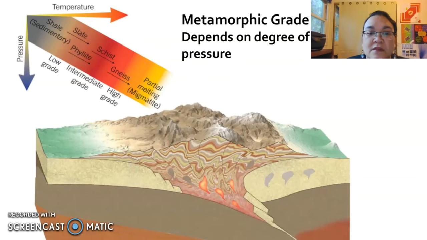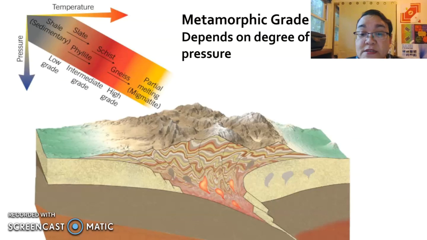This last part, I want to discuss the concept of metamorphic grade or metamorphic zones. Metamorphic grade depends on the degree of temperature and pressure. So in this diagram above, you can see that as pressure and temperature increase, the grade of metamorphism also increases. So lower temperatures and lower pressures tend to result in low-grade metamorphic rocks like slate if the parent rock is a shale, as it is in this case.